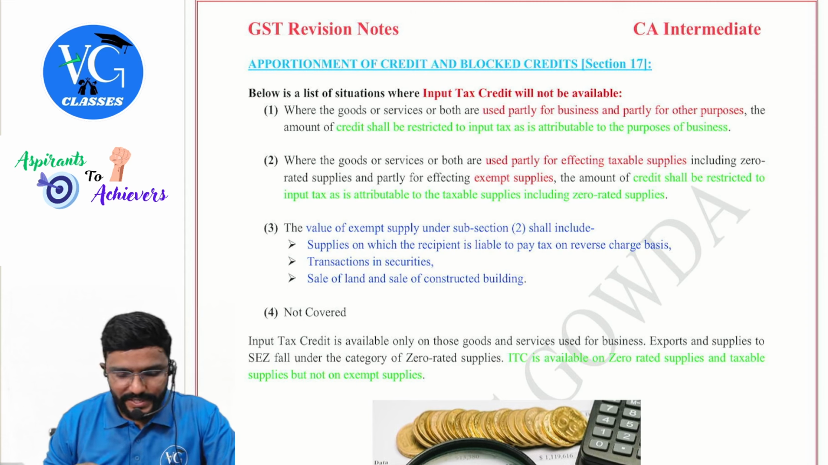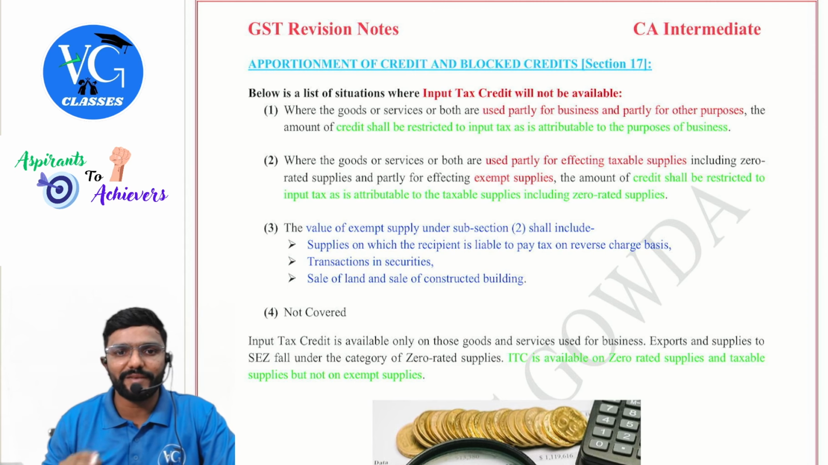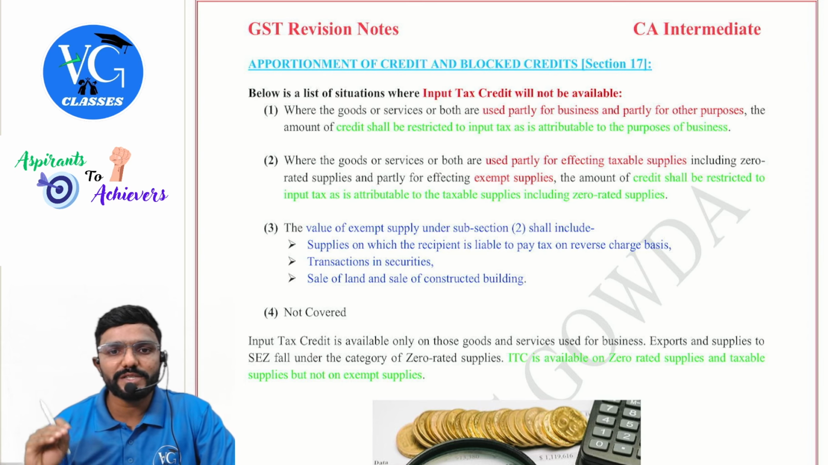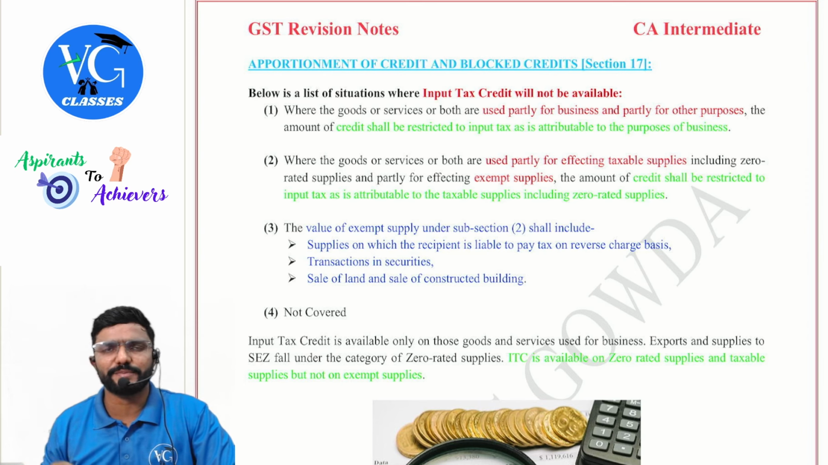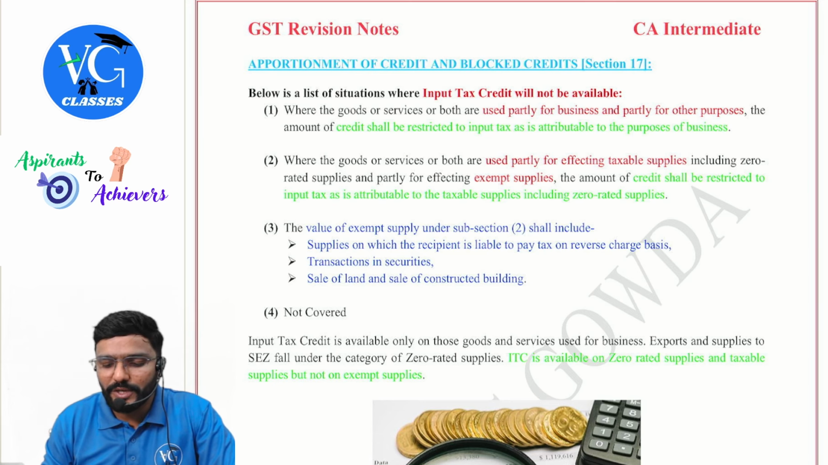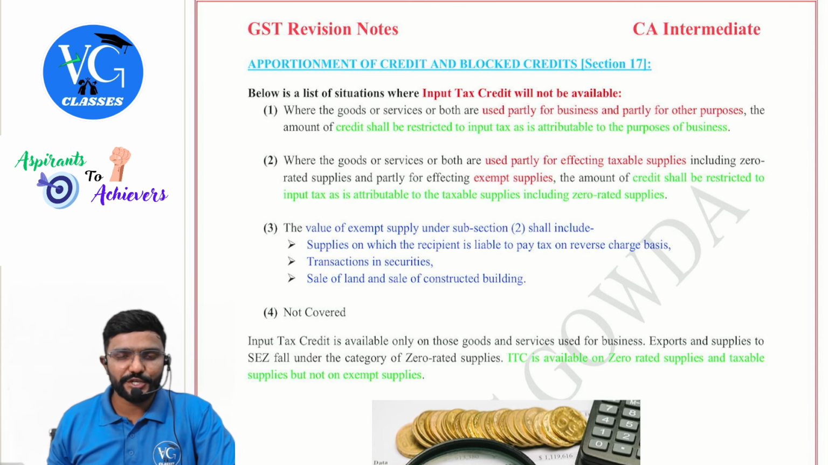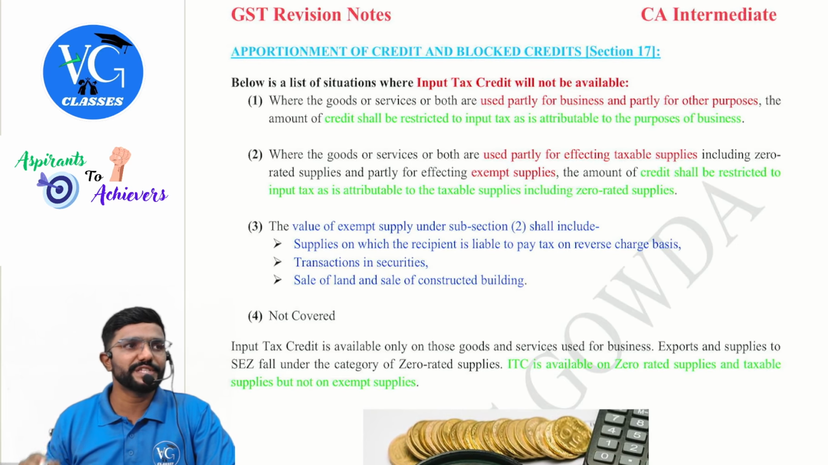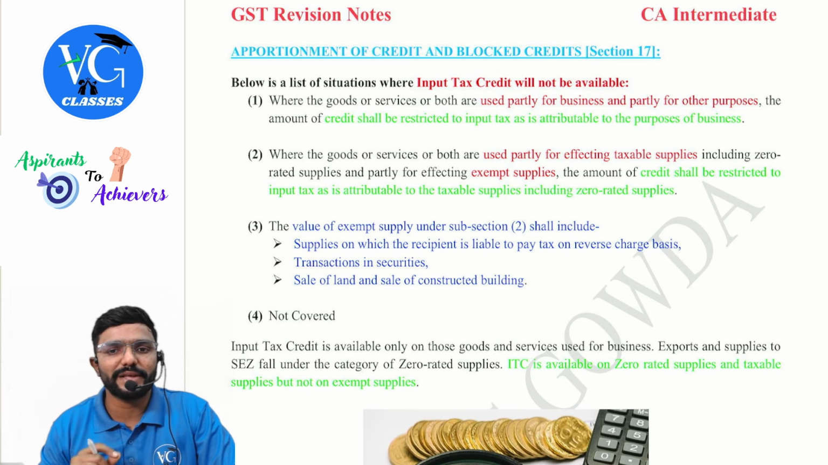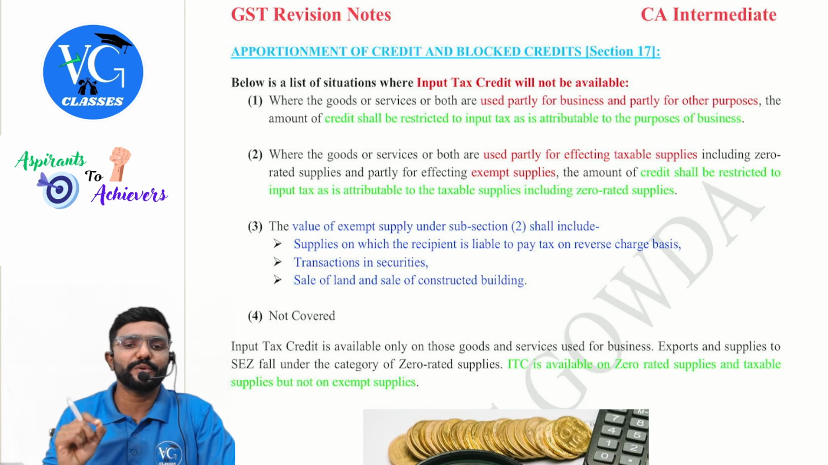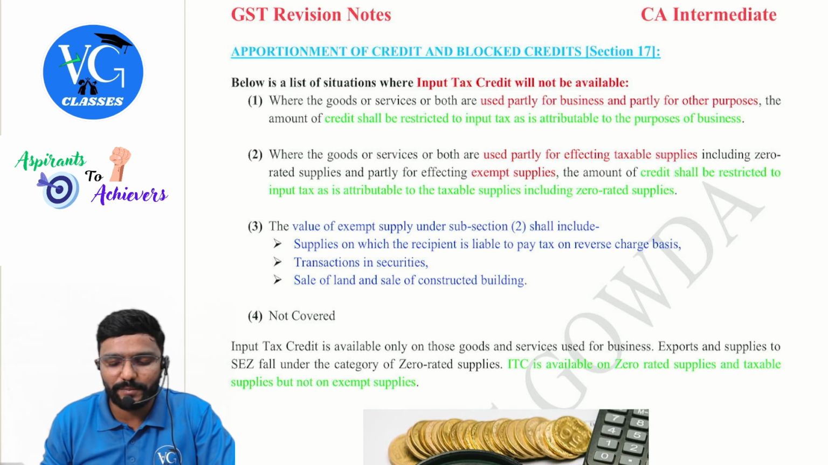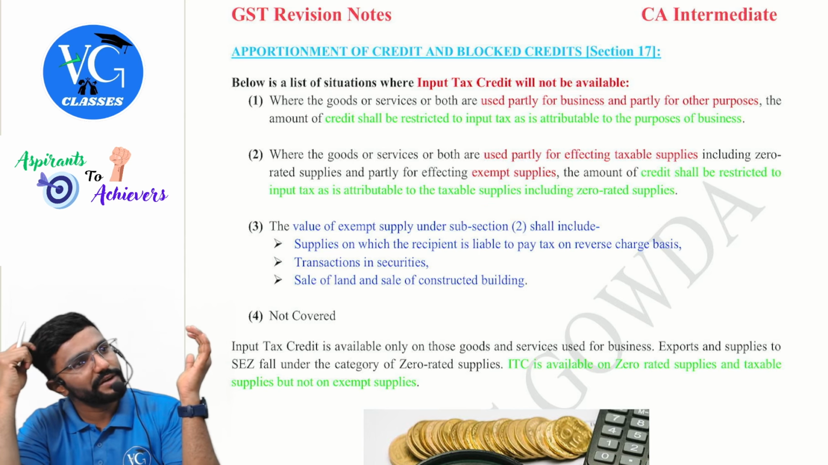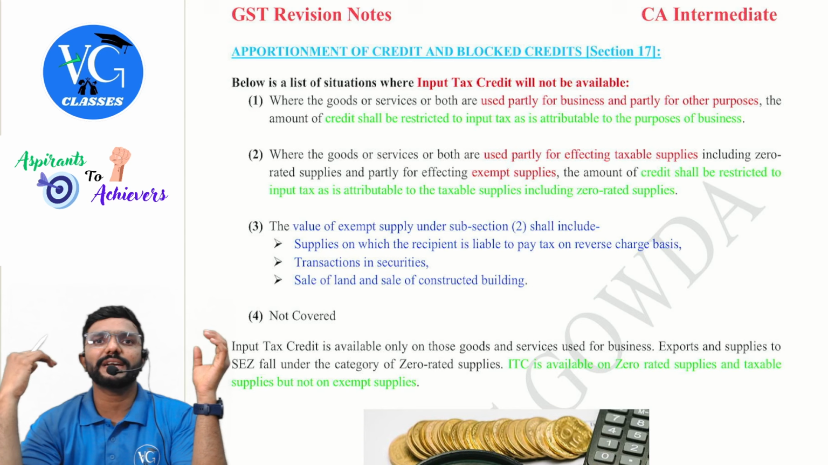Below is the list of situations where input tax credit will not be available. Subsection 1: where the goods or services or both are used partly for business and partly for other purpose. Other means what? Personal. The amount of credit shall be restricted to input tax credit attributable to the purpose of business. Subsection 2: where the goods or services or both are used partly for effecting taxable supplies, including zero rated, and partly for effecting exempt supplies. Even zero rated is an outward taxable supply only, guys. The amount of credit shall be restricted to input tax credit as is attributable to the taxable supplies, including zero rated. So is zero rated taxable? Yes.